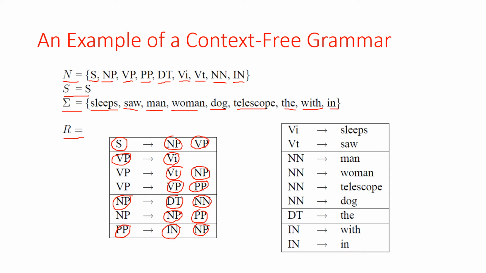For example, intransitive verb goes to a particular terminal, sleeps, or saw. And here we can see that these nouns go to particular words, for example, man, woman, telescope, or dog. Then we can see that the determiner goes to the, and these particular prepositions go to with or in.